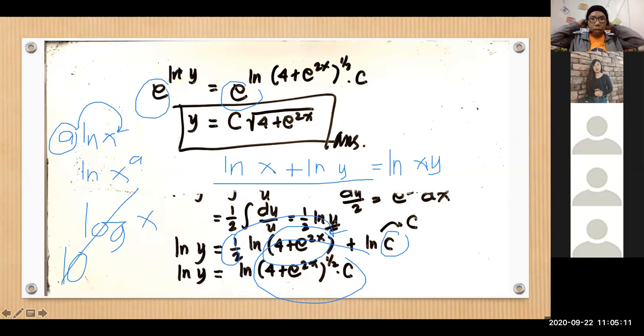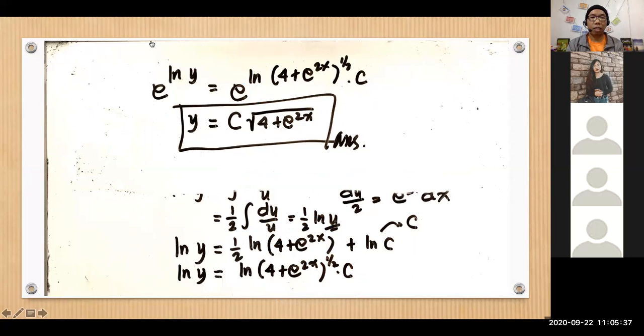Kasi hanggang dyan lang yung example natin for general solution. We have one more example para dun sa pag-apply ng given condition. Okay, kung nasundan, edi great. Kung may tanong, magtanong na habang hindi pa tayo proceed sa next part. Okay? Let's erase this one and let's continue.